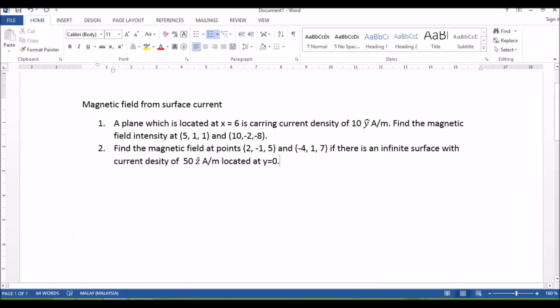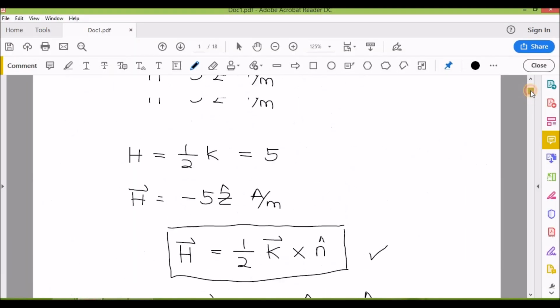Let's look at the second question. I'm going to change the question a bit. I don't want it to be positive 50, I want it to be negative 50. First of all, you have to draw your plane. This one is just for your illustrations.